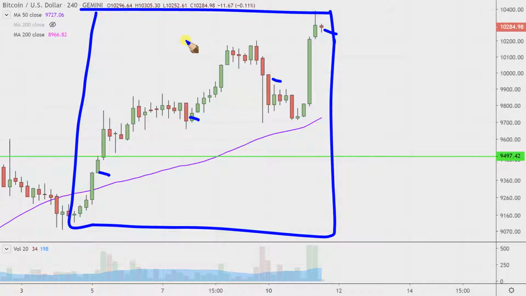I like to do this time frame. It does a good job of telling the quote-unquote story of the price, and then makes mapping out levels of support and resistance a bit easier to see.